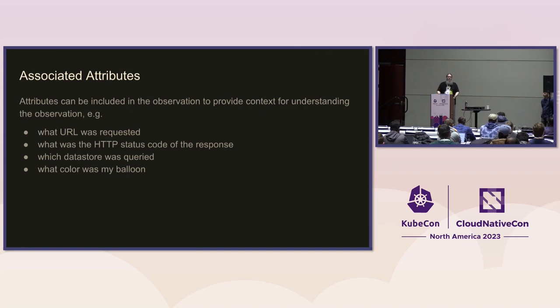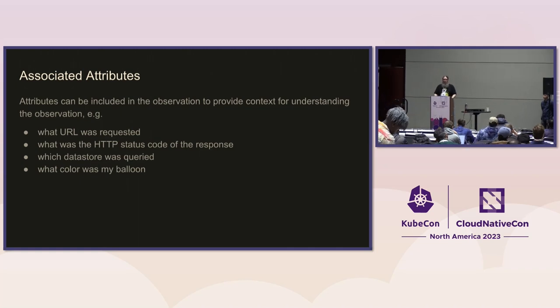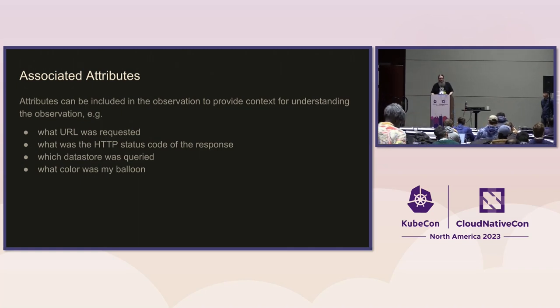And then that takes us to the last part of that, which is attributes. So attributes can help provide context for understanding that observation that you've made. If you are counting HTTP requests, maybe you want to know what was the URL, or what was the status code, was it successful or was it an error? You might want to have different values for those. Which data store did you query, or what color was your balloon? Mine are red, maybe yours are a different color.